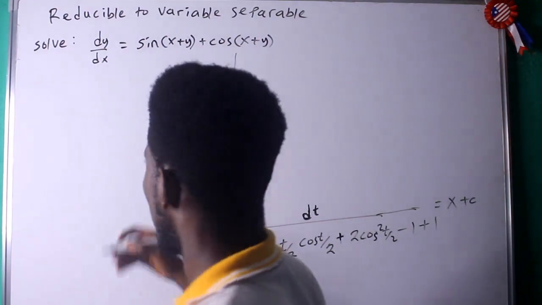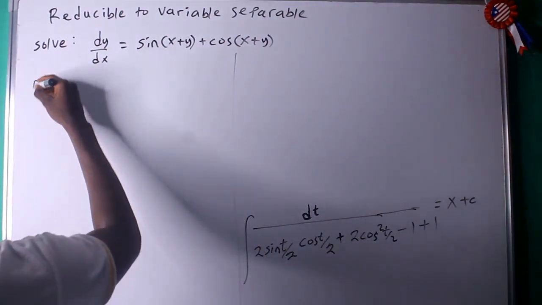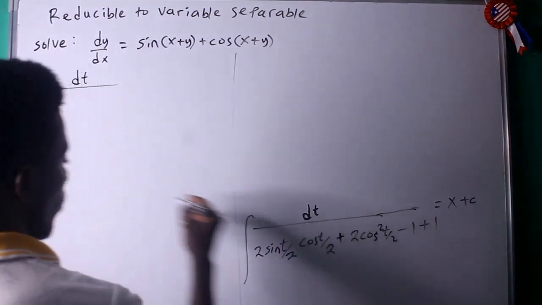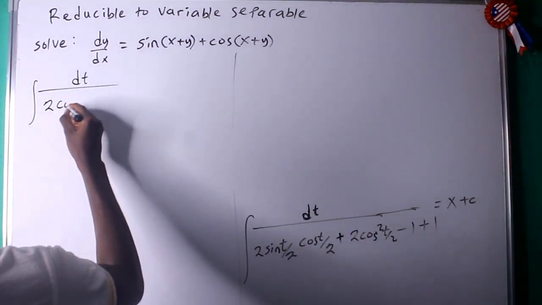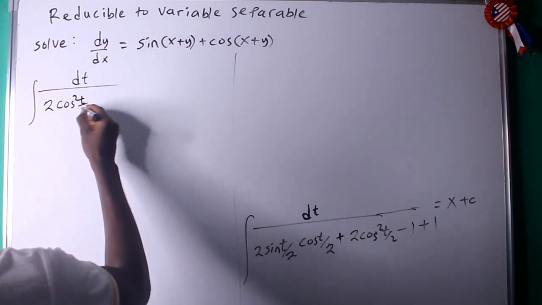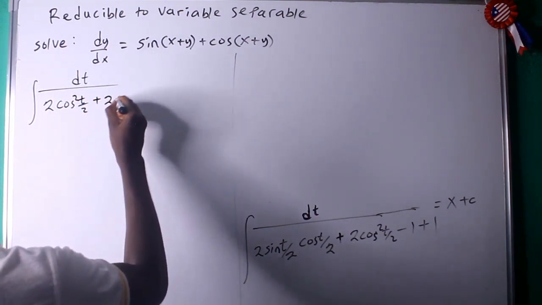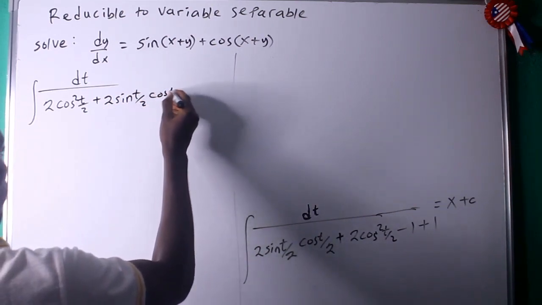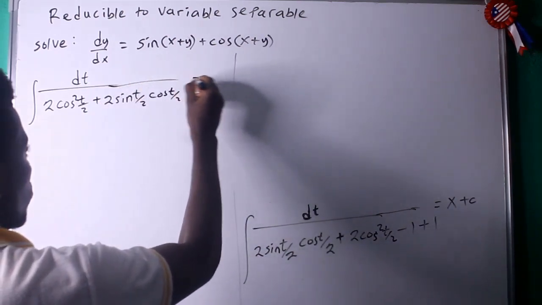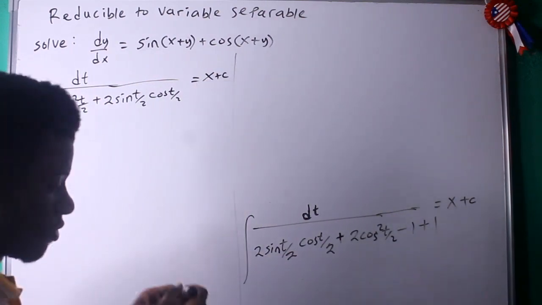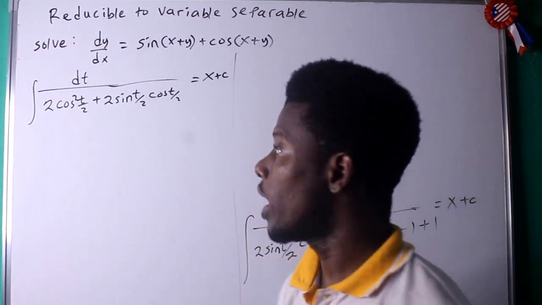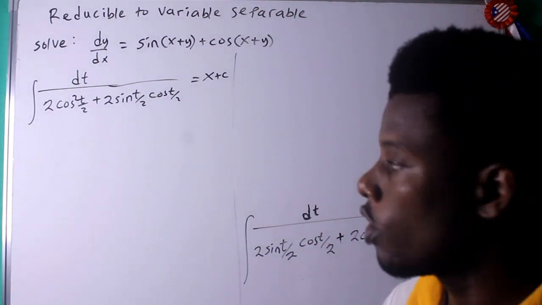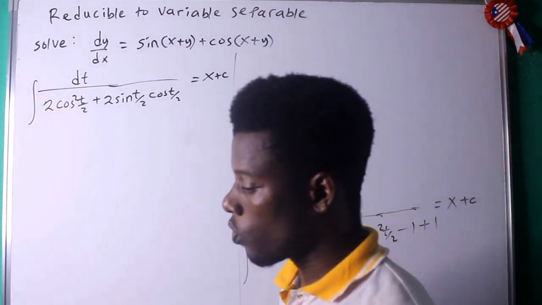And once they cancel out, we have the integral of dt all divided by, so here we rewrite this as 2 cos square t over 2 plus 2 sine t over 2 cos t over 2. And the entire expression should be equal to x plus c. Great. Once we do that, we divide each term in the numerator and the denominator by cos square t over 2.